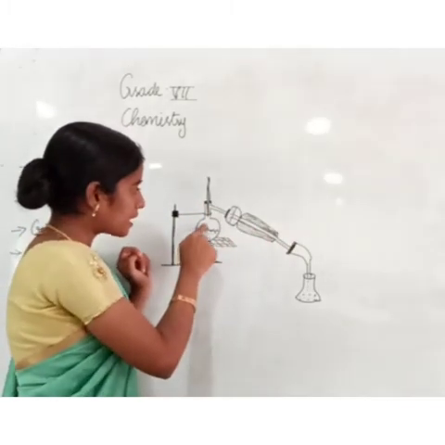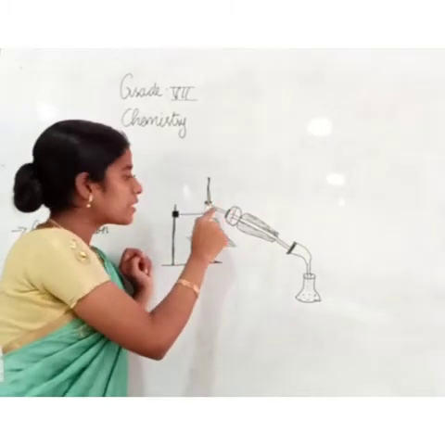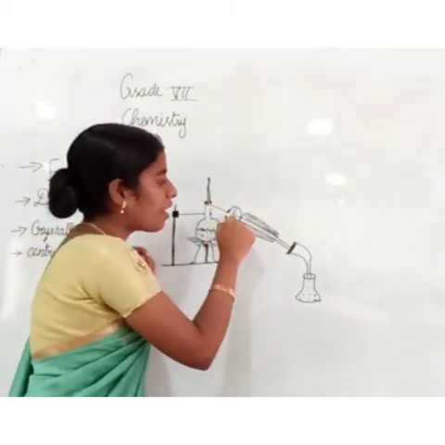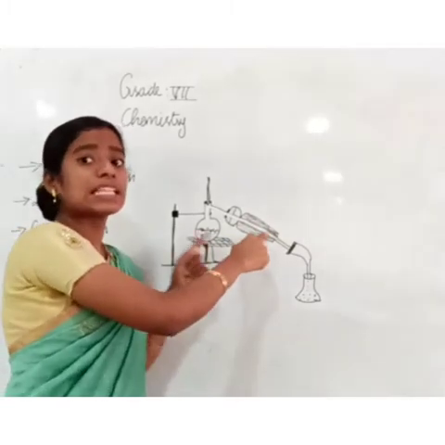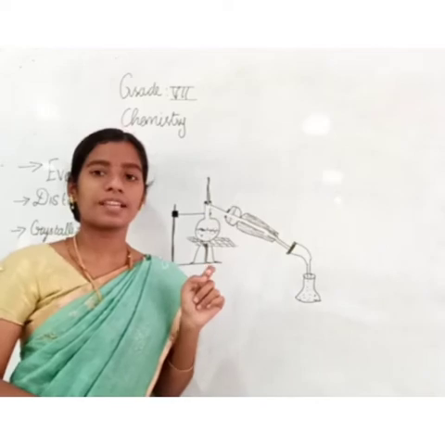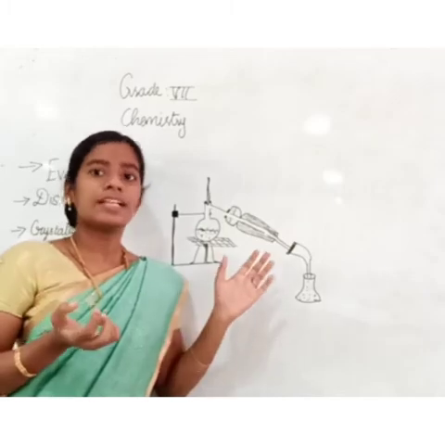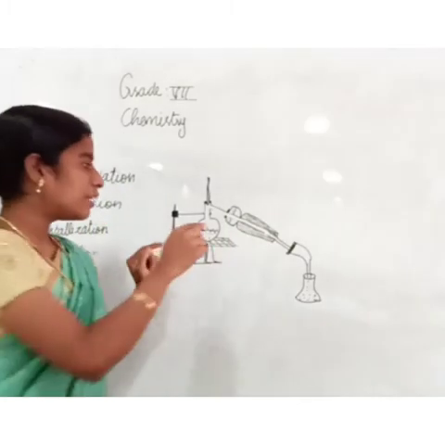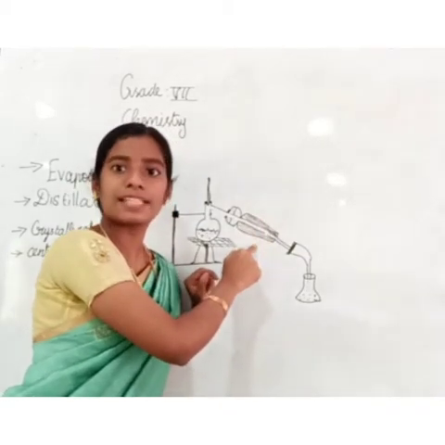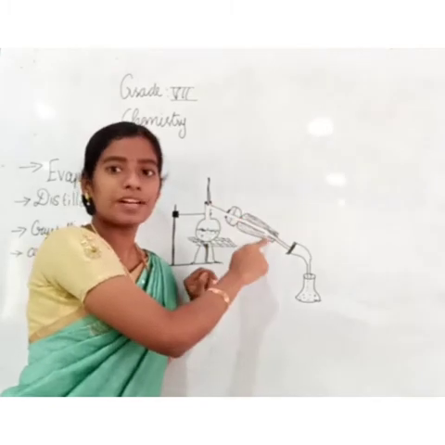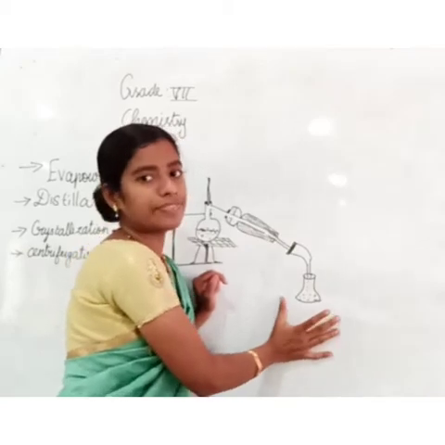When the vapors go like this, they cannot go out because it is closed. They will come like this and pass through this condenser. What is the function of this condenser? It will cool down, applying some coolness to the material passing through it. The vapors will pass through it. When this condenser applies some cooling, these vapors again change into liquid drops and are collected in this conical flask.